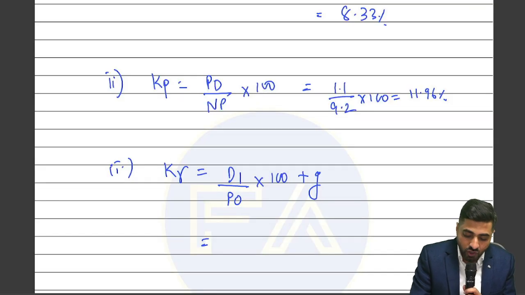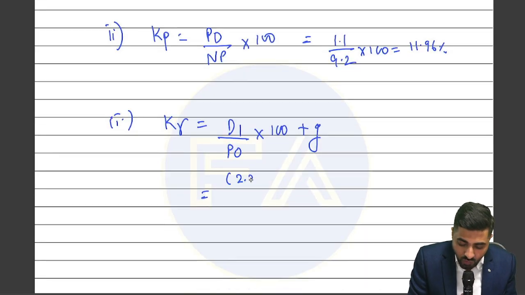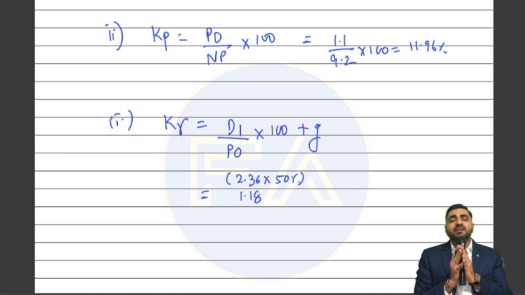2.36. So what is going to be your next year dividend? 2.36 into 50%, that is 1.18. And everyone please answer this in one voice. Will I add any growth rate to this?